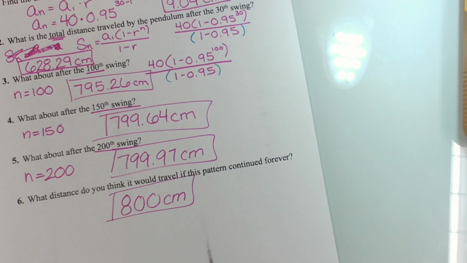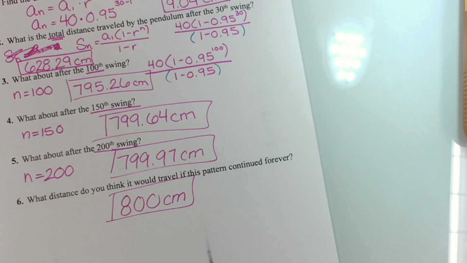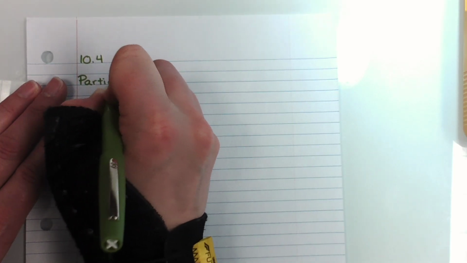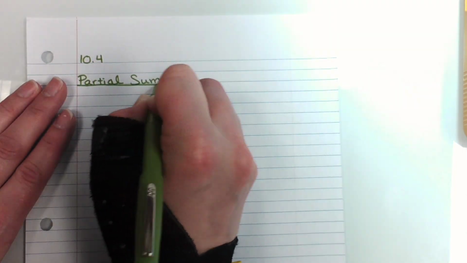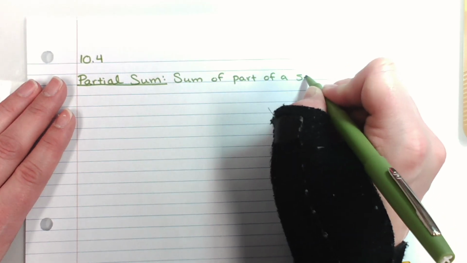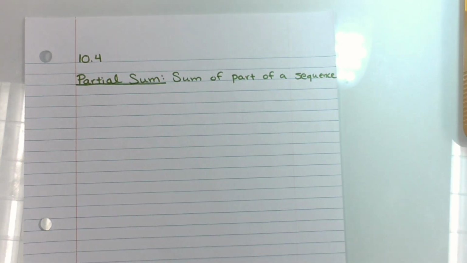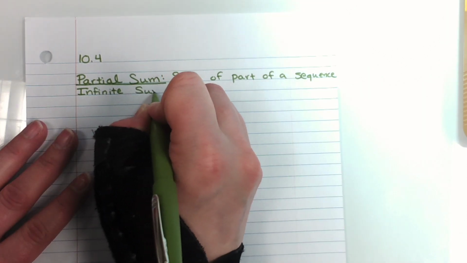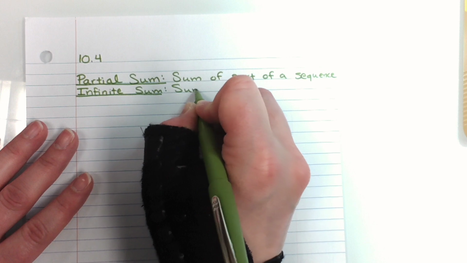Now, this leads us into section 10.4, which is talking about infinite series. We've mentioned before that when it came to the series that we were talking about in this class, we had been talking about a partial sum. And a partial sum is the sum of part of a sequence. I've mentioned it many times, but I haven't actually written it out. Versus now, we can have infinite sums or infinite series, which is the sum of an entire sequence.